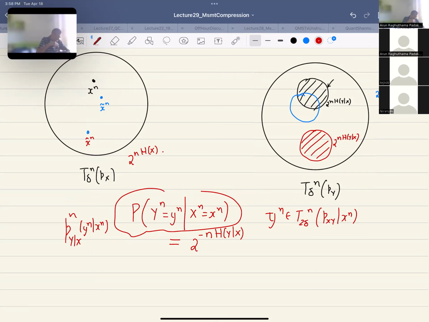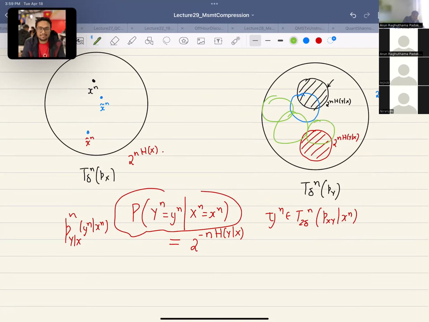How many regions are there on the right? For each xn on the left, there is a region on the right. So there are 2 power n h of x regions on the right. It may be wasteful to tell all of that because they are overlapping. So that approach is still not doing us any advantage. So you still have to send 2 power n h of x.